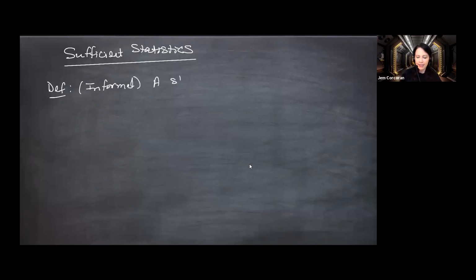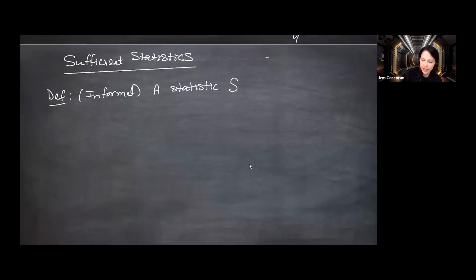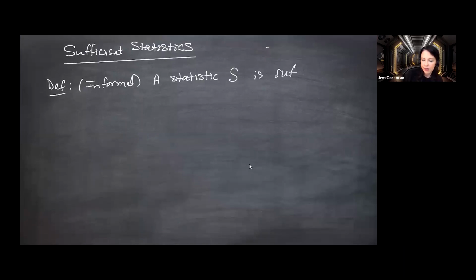So a statistic is any function of the data, and I have been using a capital T throughout to denote a generic statistic. But this being sufficient, I'm going to call it S, some sort of cursive S, so that my lowercase non-cursive s could be this with the actual data plugged in. Anyway, I'm going to call the statistic S, and it is sufficient for theta.